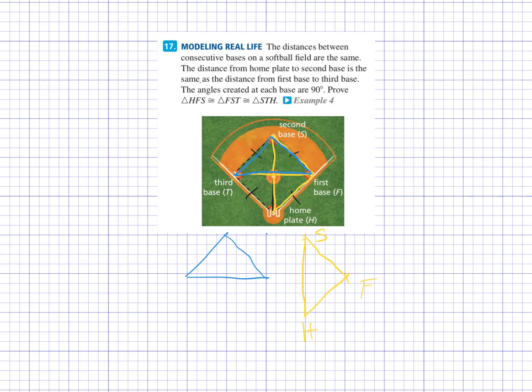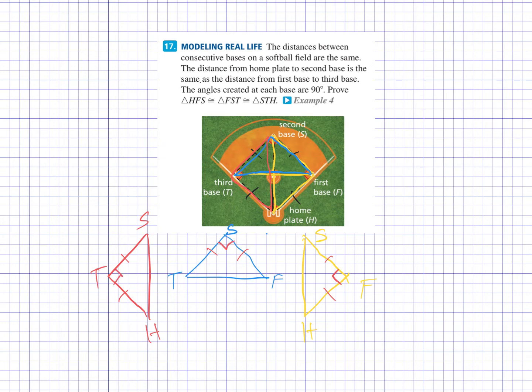Well, let's put those in the right order here. First base, second base, and third base. And then the final one, second base, third base, and home plate. So we have the left side of the triangle there. Yeah, so I separated all the triangles here, and there's certain things that we know. The distances of the legs are the same. You also have a 90-degree angle there at each plate.